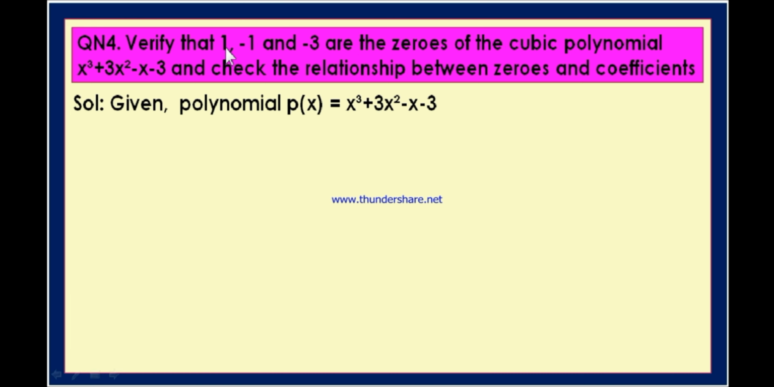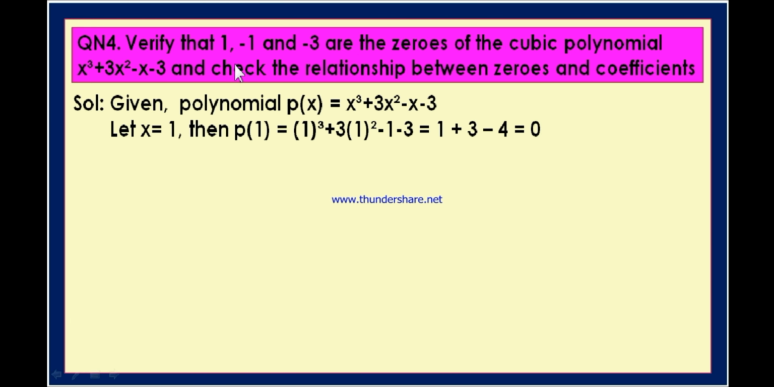Now in order to verify whether a particular value is a 0 of the polynomial or not, you have to substitute that value in the place of variable. If we get the value of the total polynomial becomes 0, then that value itself is the 0 of the polynomial, you can say. Therefore, let us verify by taking x is equal to 1.